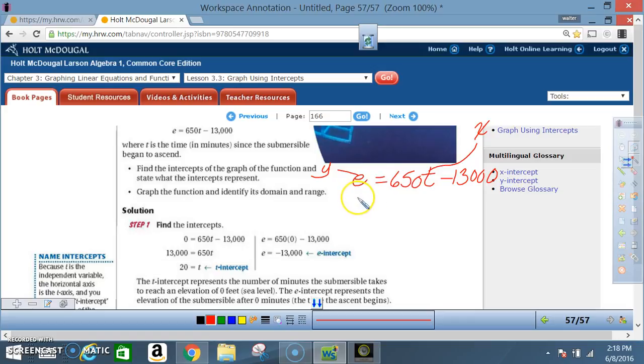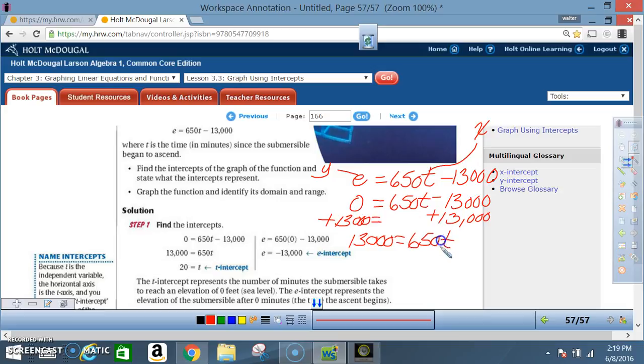All right, so they ended up with zero is equal to 650 t minus 13,000. Now we want to get t by itself, so we're back at a two-step equation, multiplication and subtraction. So we start with subtraction first. We say plus 13,000 on this side and plus 13,000 on this side. So now what's 0 plus 13,000? That's going to be 13,000, and that's going to be equal to 650 t, because these cancel out, negative and positive. And that's how they got that.